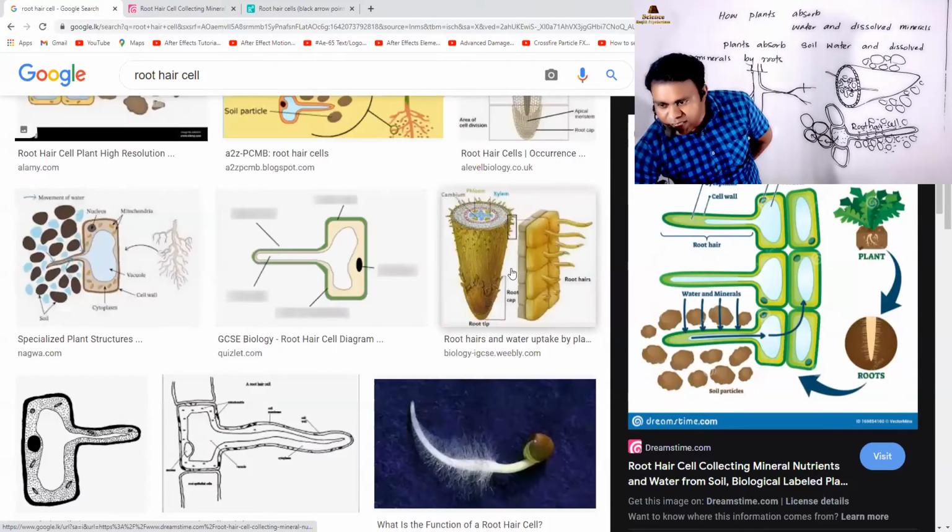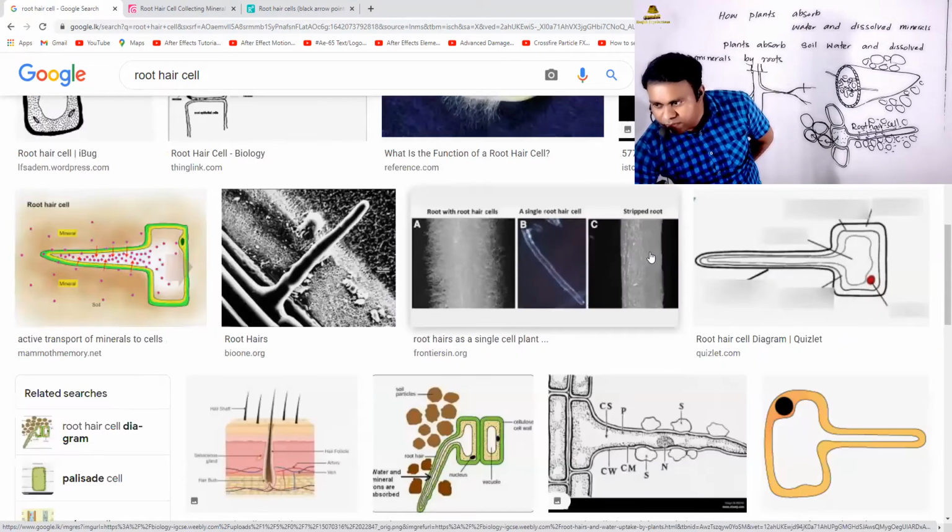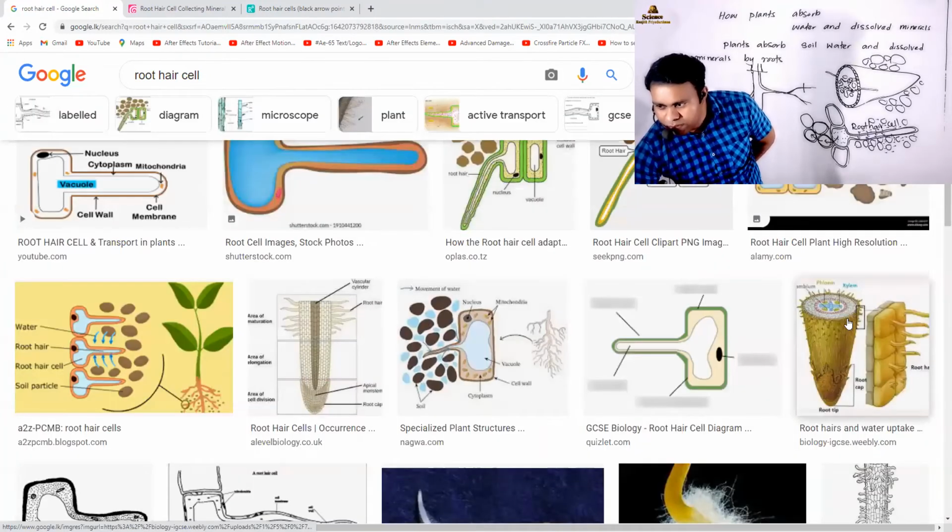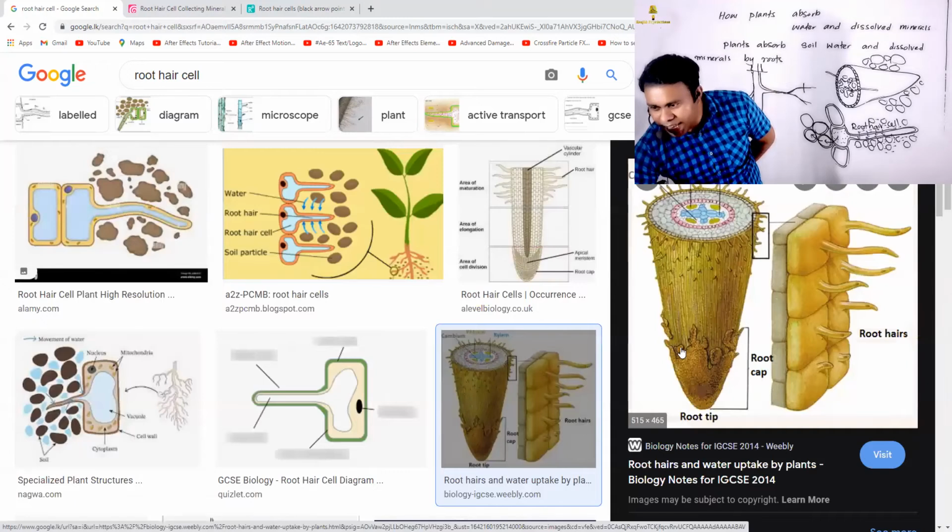This is a nice 3D diagram. Okay, let's see. Can you see it? So this is root cap.